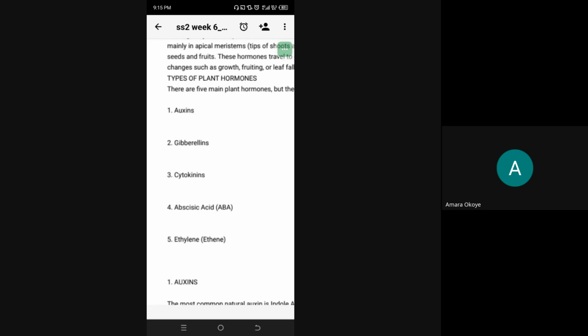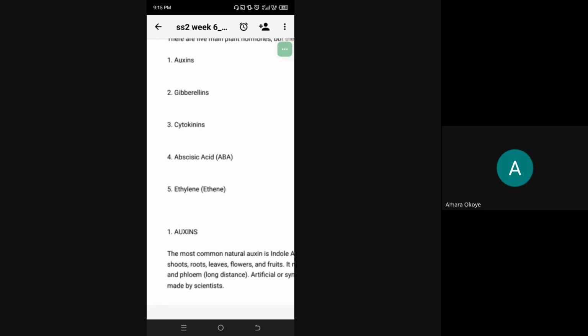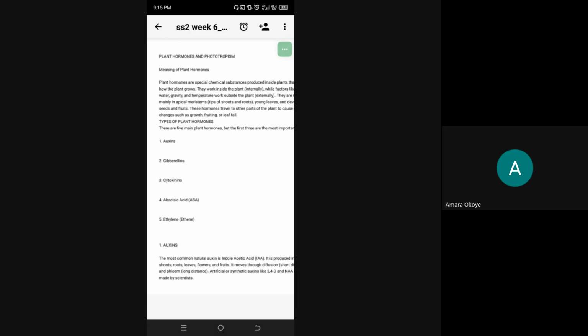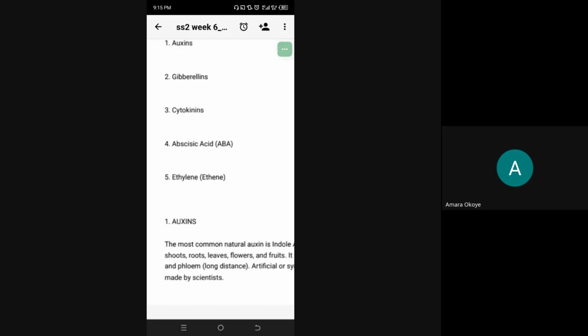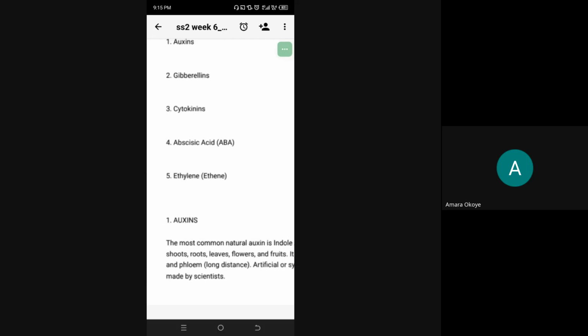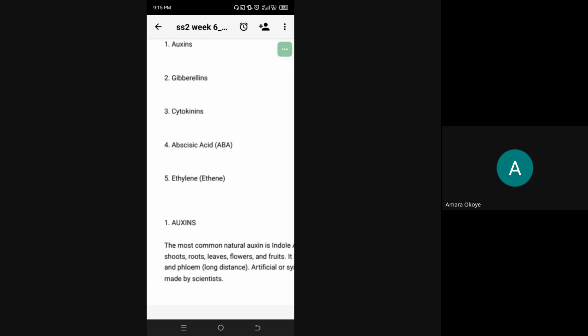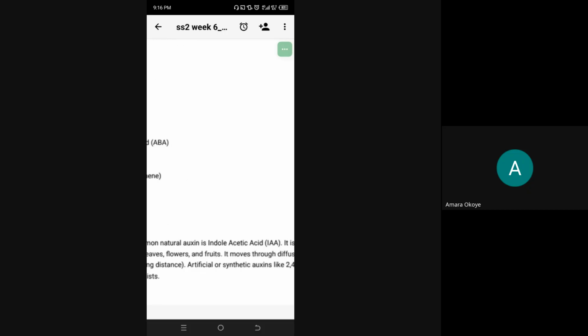So these are the different types of hormones that we have. But these three major ones are something to be reckoned with. Number one, auxin. The most common natural auxin is known as indole acetic acid.